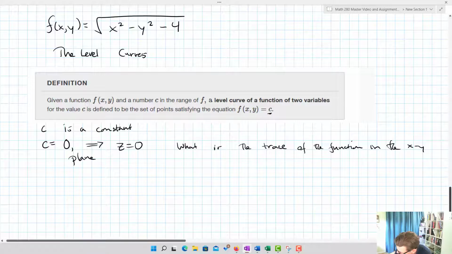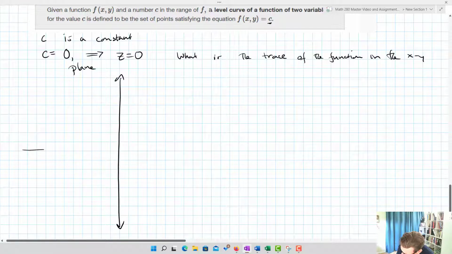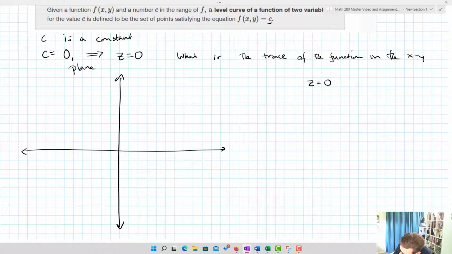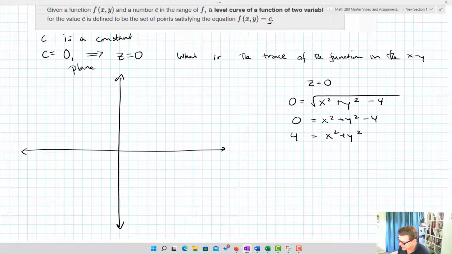Let me see if I can make that easy to understand. Here's my xy plane, and I'm going to start out with z equals 0. If I plug in z equals 0, I get 0 equals the square root of x squared plus y squared minus 4. We square both sides, and we get x squared plus y squared minus 4 equals 0 squared, which is 0. Add the 4 over, we get 4. So that's x squared plus y squared equals 4. We have already seen that one. So x squared plus y squared equals 4 is a circle of radius 2.